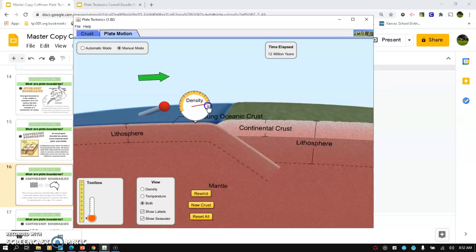Keep going. 13, 14, 15, 20 million years. And what do we have coming up? It did stop after 50 million years. We've got a thing called a volcanic arc that comes up. I'm going to reset, rewind, and go again.